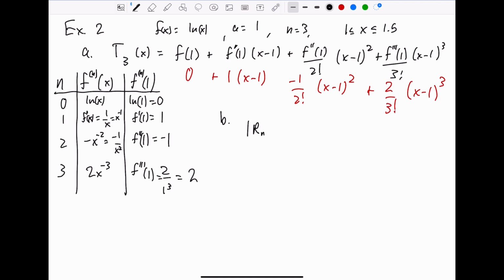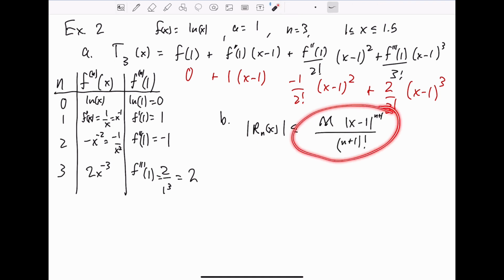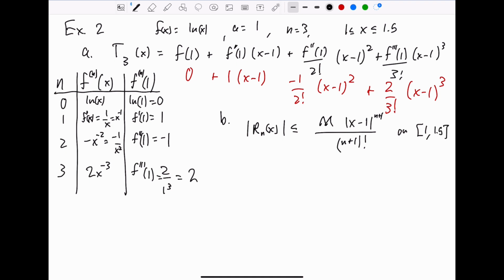The absolute value of the error, which is the remainder, is less than or equal to M times the absolute value of x minus a. A again is 1, so x minus 1 to the n plus 1, divided by n plus 1 factorial. This is the expression that we get from Taylor's inequality, and we want to look at this expression on the interval from 1 to 1.5. So all the x values from 1 to 1.5.